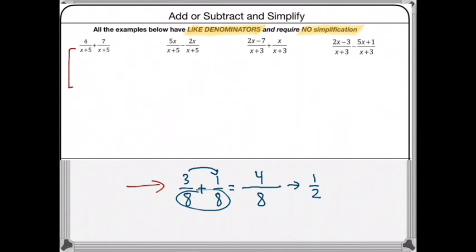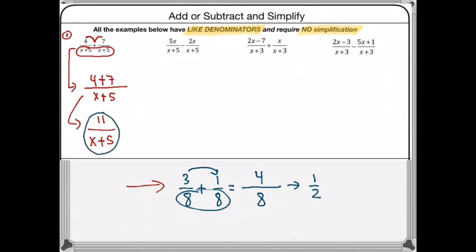So, notice we got some like denominators here. We're going to take a look at example number 1. Since we have the same denominators, this x plus 5, what I recommend that students do is put x plus 5 as the denominator down below. And then we say 4 plus 7 up top, and simplify it out, and that's going to give us 11 over x plus 5. It seems a peculiar way to carry things out, but it's going to make sense in some of the videos that follow.